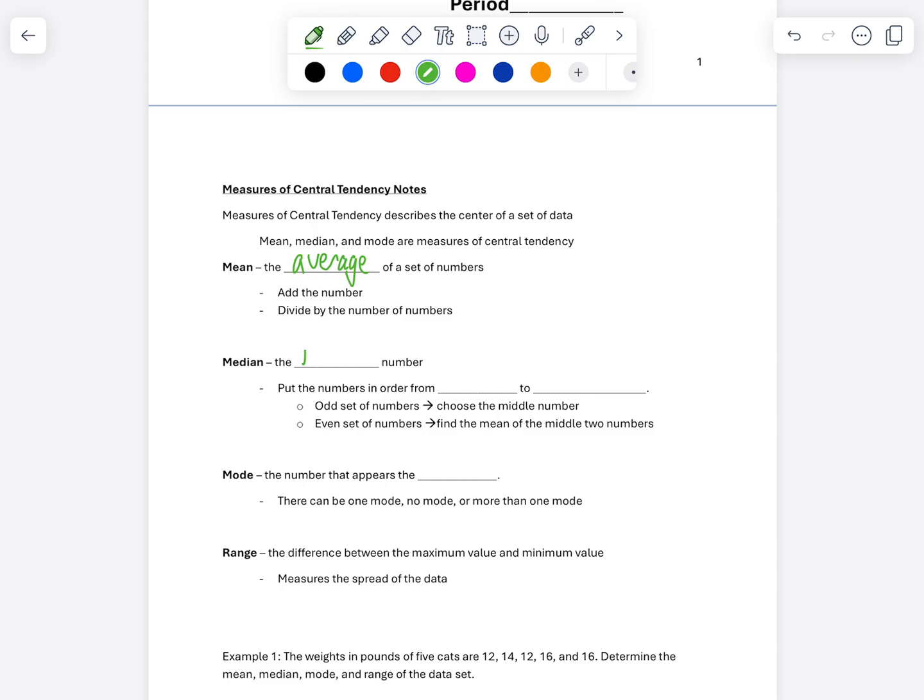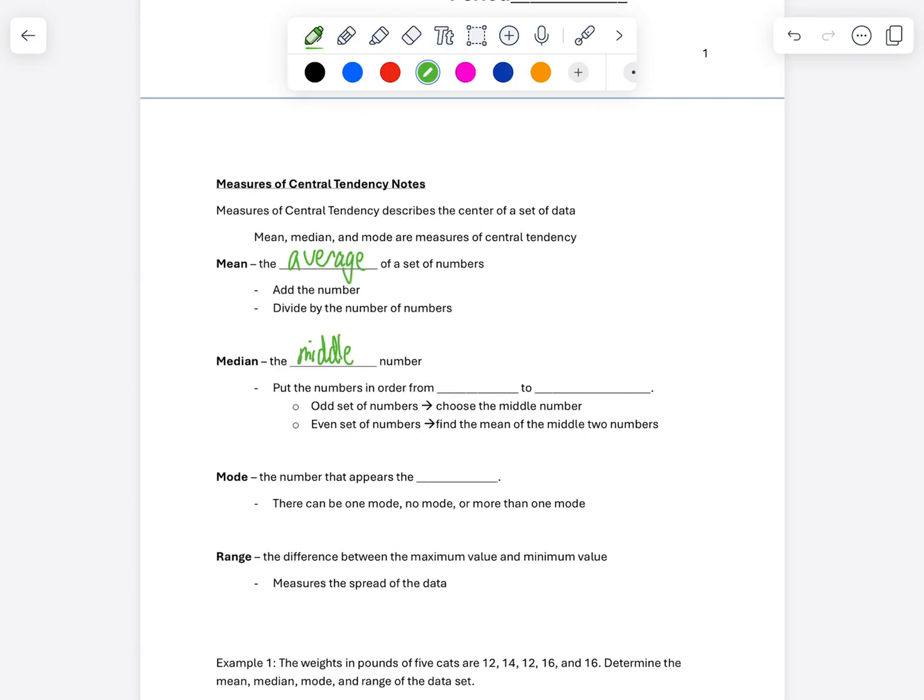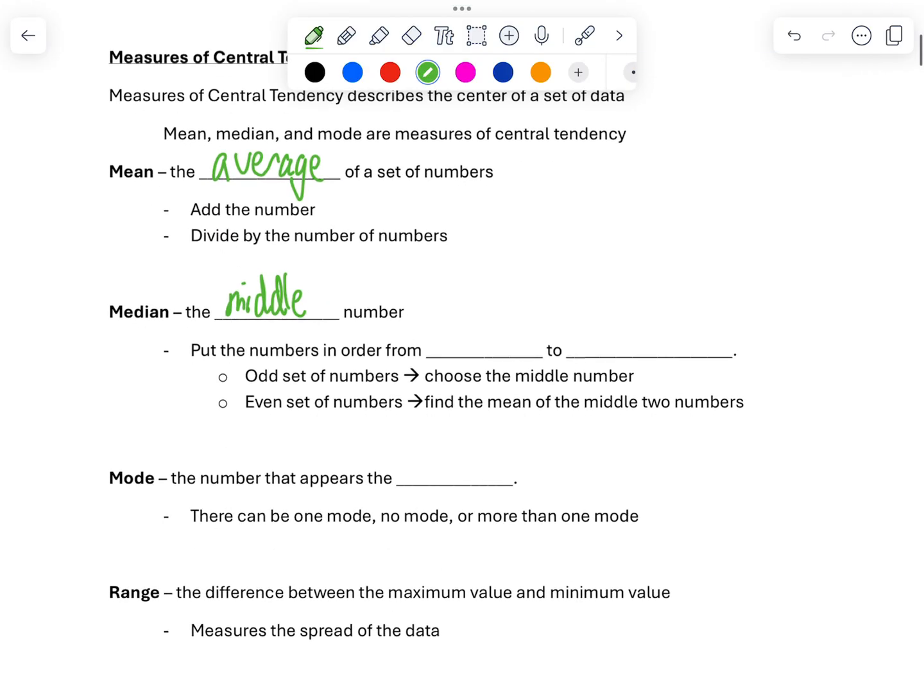The median is the middle number. So what's really important with the median is that we put the numbers in order from least to greatest. That's a really important step. If you don't do that, you will not get the correct answer, most likely. Two scenarios can happen here. If we have an odd set of numbers, it's very easy to tell the median because it's the number in the middle. So that's all you do. You pick the middle number and you have the median.